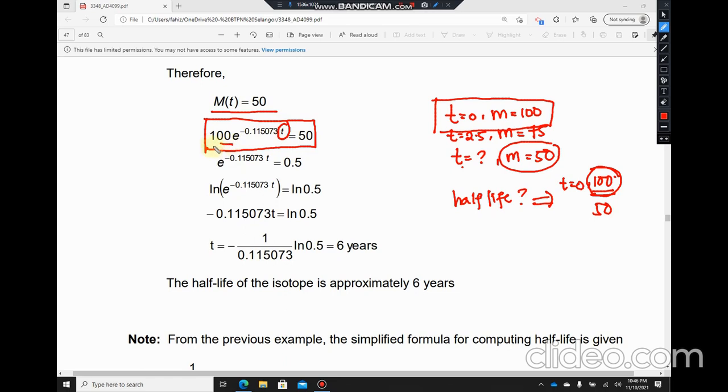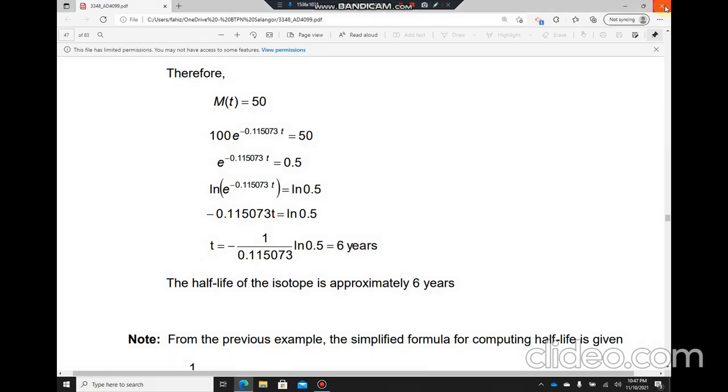Sebab kita dah ganti tadi, yang ni nilai C, Ce^(-kt). And then T equals to M. So your M now is 50. So after you substitute here and then you solve, you will get the value of T, which is 6 years. So the half-life of the isotope is approximately 6 years. So kalau awak solve kat sini, awak akan dapat 6. So betul lah kita nampak mass dia makin berkurang, time dia makin bertambah. Okay, so this one how to solve radioactive decay.